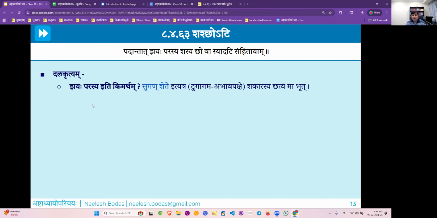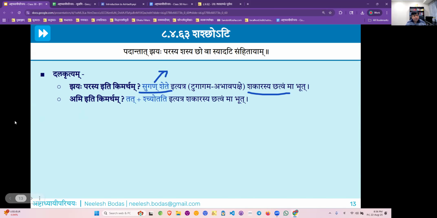So dalakrutyam over here, jhayah parasya iti kimartham. Why the purva letter must be varga prathama dvitiya tritiya chaturtha? Varga panchamaha asti chet tatra na bhavati. So sugana plashyete ityatra तुगागमस्य अभाव पक्षे शकारस्य छत्वं न भवति। ङ्णोः कुक्तुक्षरी इत्यनेन अत्र यदि टुगागमः भवति तर्हि तत्र अग्रे छत्वं भवितुमर्हति, परन्तु टुगागमस्य अभाव पक्षे अत्र शकारस्य छत्वं न भवति, because ण is not in the jhaya pratyahara.